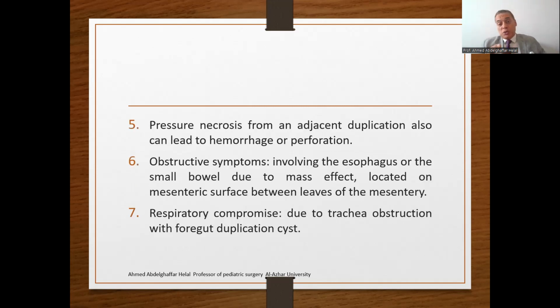Pressure necrosis from the adjacent duplication can also lead to hemorrhage or perforation. Sometimes there is obstruction involving the esophagus or the small bowel due to the mass effect located on the mesenteric surface, or sometimes respiratory compromise due to tracheal obstruction with a foregut duplication cyst. So the presentation is wide.